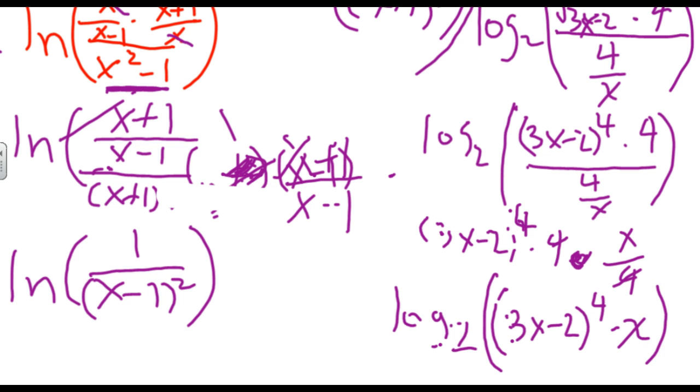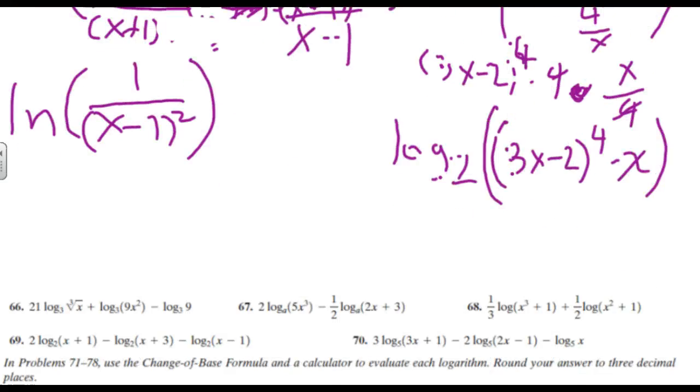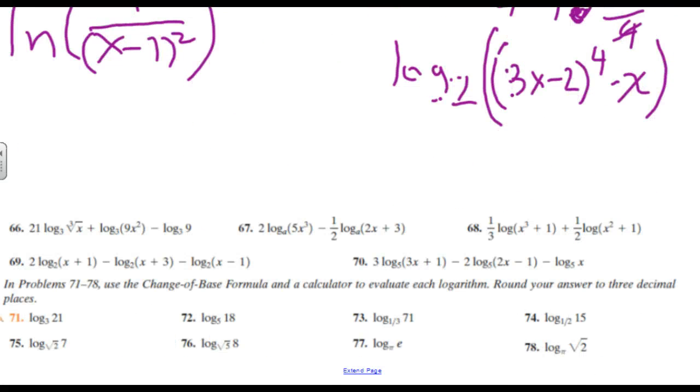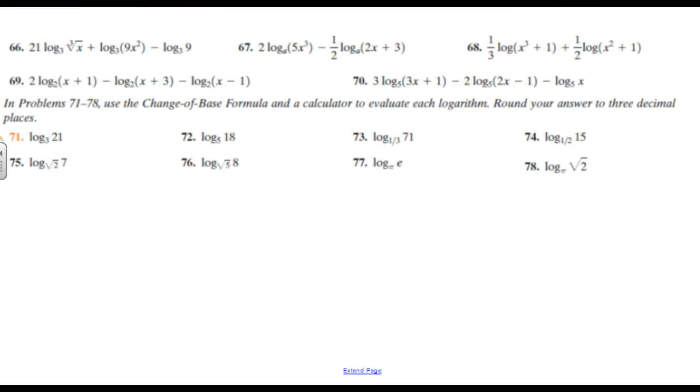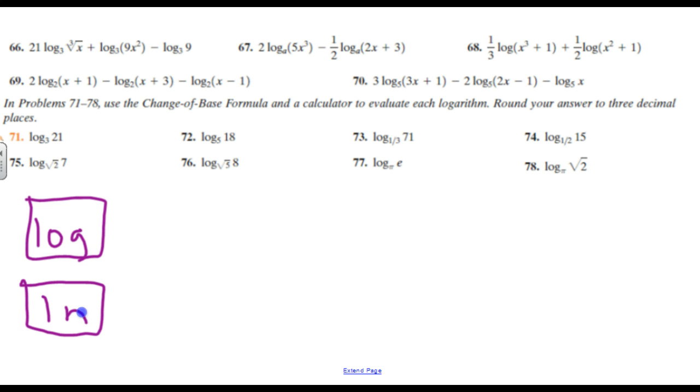Okay, let's go to the next problem. Moving down. Actually, I'm going to skip down to these. In 71 through 78, there's a new idea. It's called the change of base formula. It's for use on our calculators. If you look on your calculator, you only see 2 buttons. You'll see a basic button that says log, and right below that, you'll see a button that says ln. So there's only 2 types of logs that your calculator can handle.